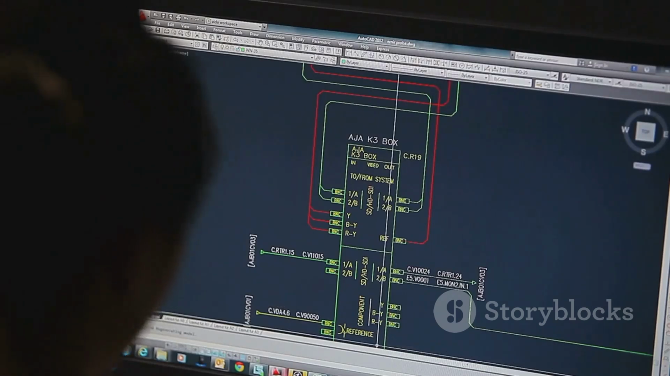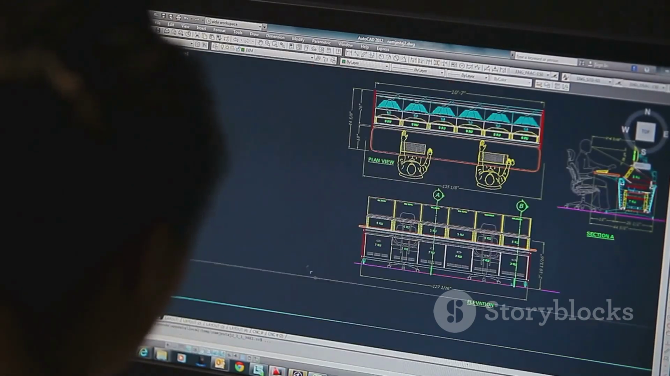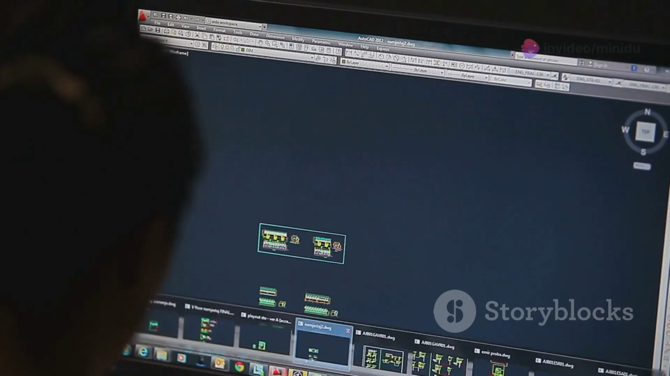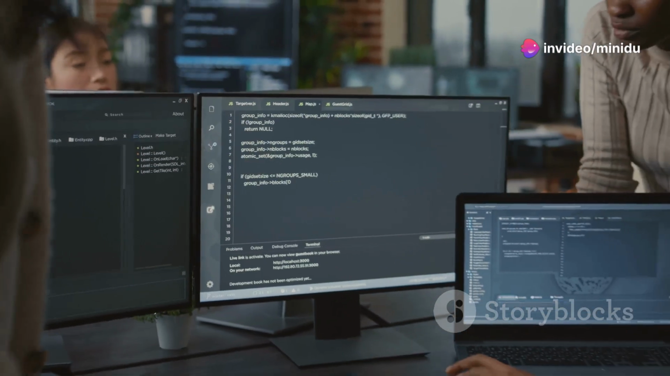Look for these key clues to identify the facade pattern: a simplified interface to a complex system, abstraction of underlying complexities, and reduced coupling between the client and the subsystem.